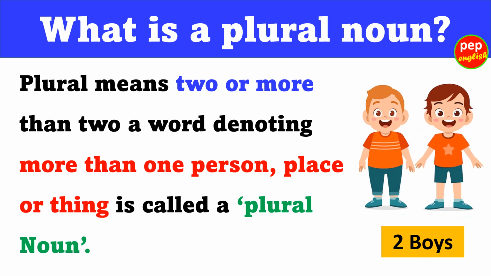What is a plural noun? Plural means two or more than two. A word denoting more than one person, place or thing is called a plural noun.